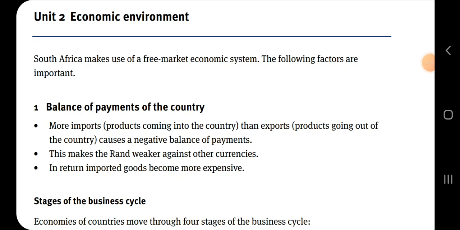So I was talking about the economic environment. The economic environment includes the balance of payments. As a business, you cannot control the balance of payments. The balance of payments is where the transactions of a country and other countries are recorded. So you cannot control that.